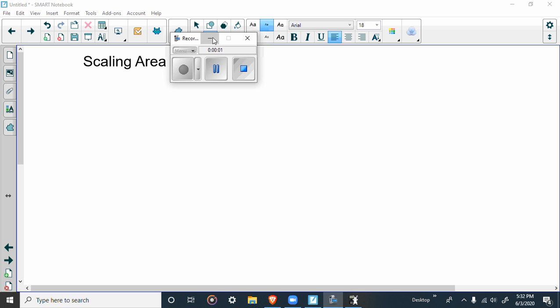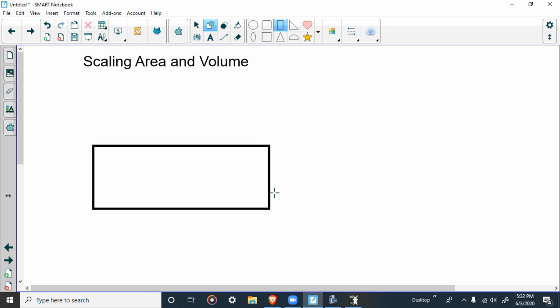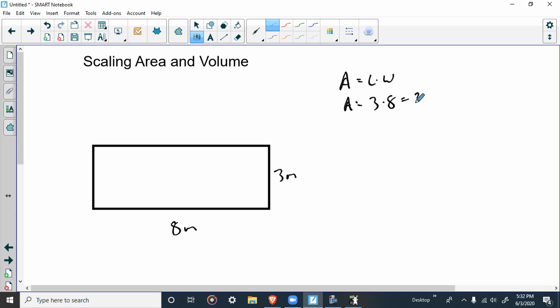Today we're going to talk about how to scale area and volume. In other words, if I gave you, say, a rectangle, and I told you that this side over here was 8 meters and this side was 3 meters. Now, we understand that the area of a rectangle is just the length times the width, so your area is just 3 times 8, which is 24 meters squared.